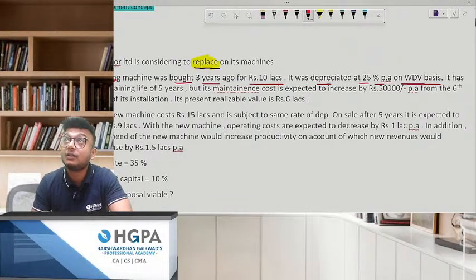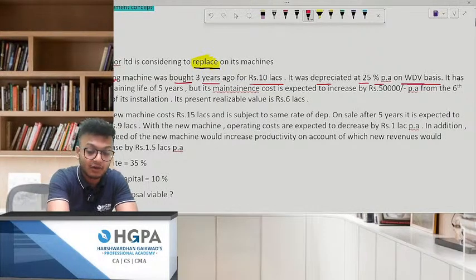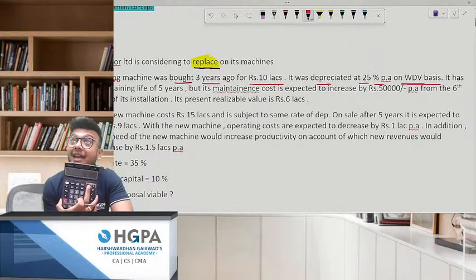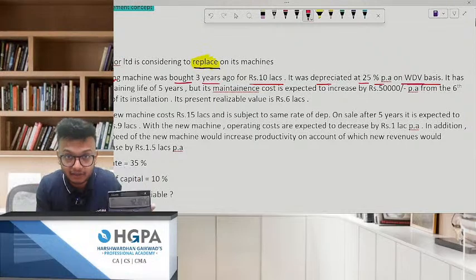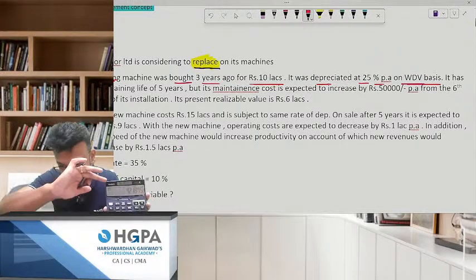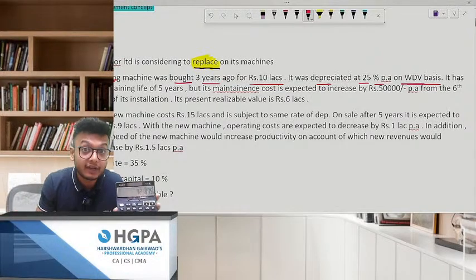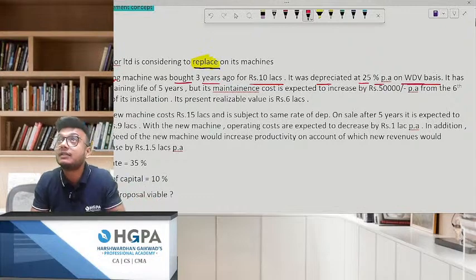4,21,875. Sangeeta, this is my question. It is not available there, but might come for your exams. Have you got 4,21,875? Anybody? I just depreciated 10 lakhs for 3 years at 25% WDV. Anybody who's got this? Okay.